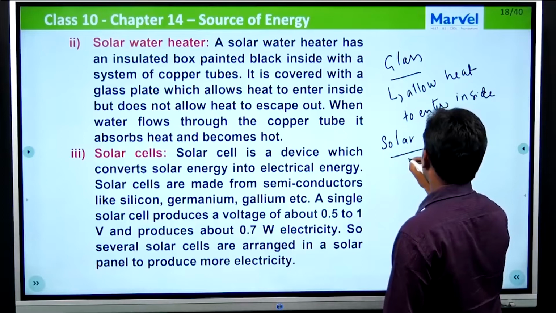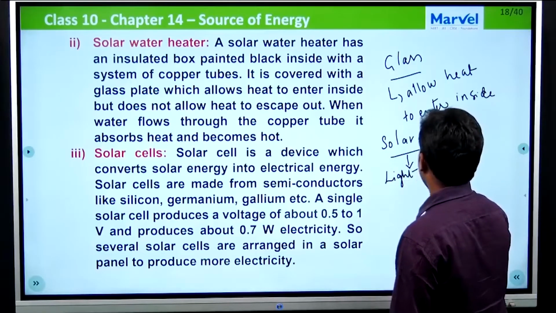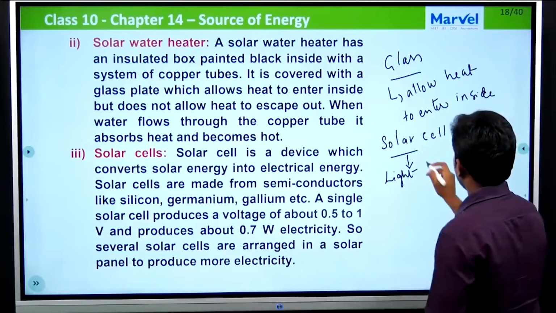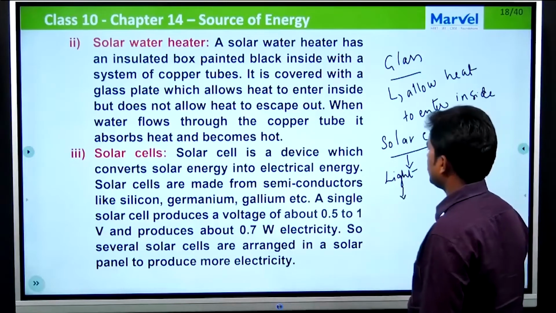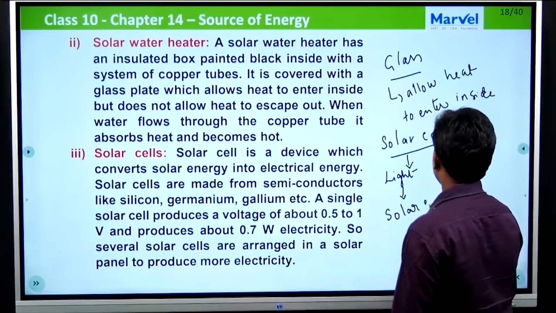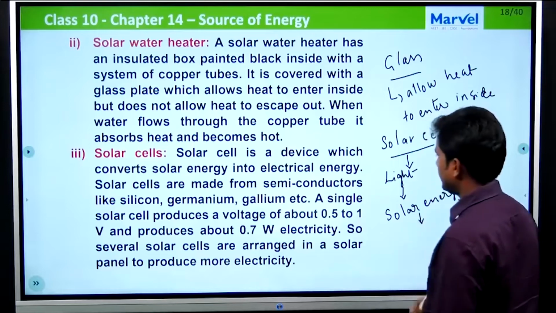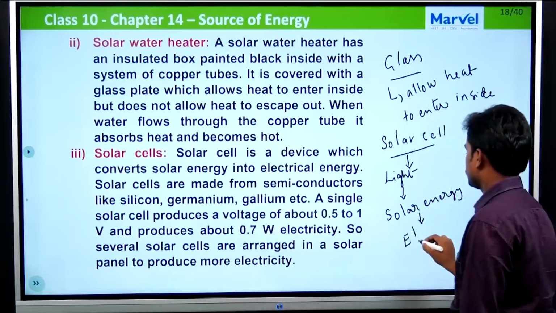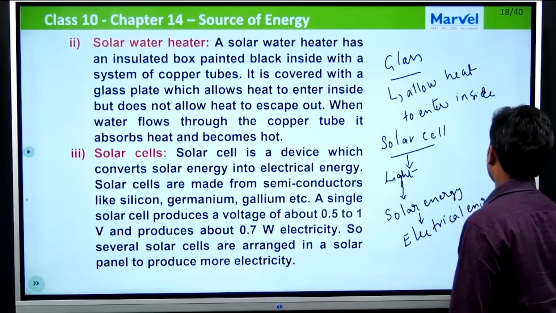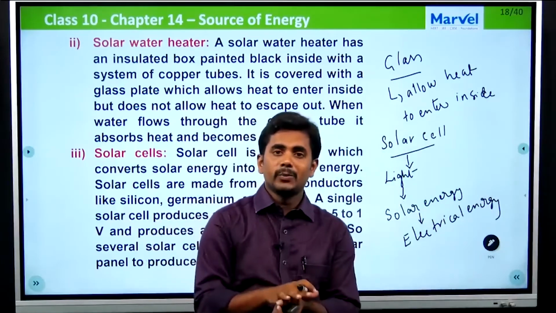So the solar cell basically takes energy in the form of light. This light is converted, so solar energy is converted into electrical energy, okay, right. Then what kind of material does it have to be made of?